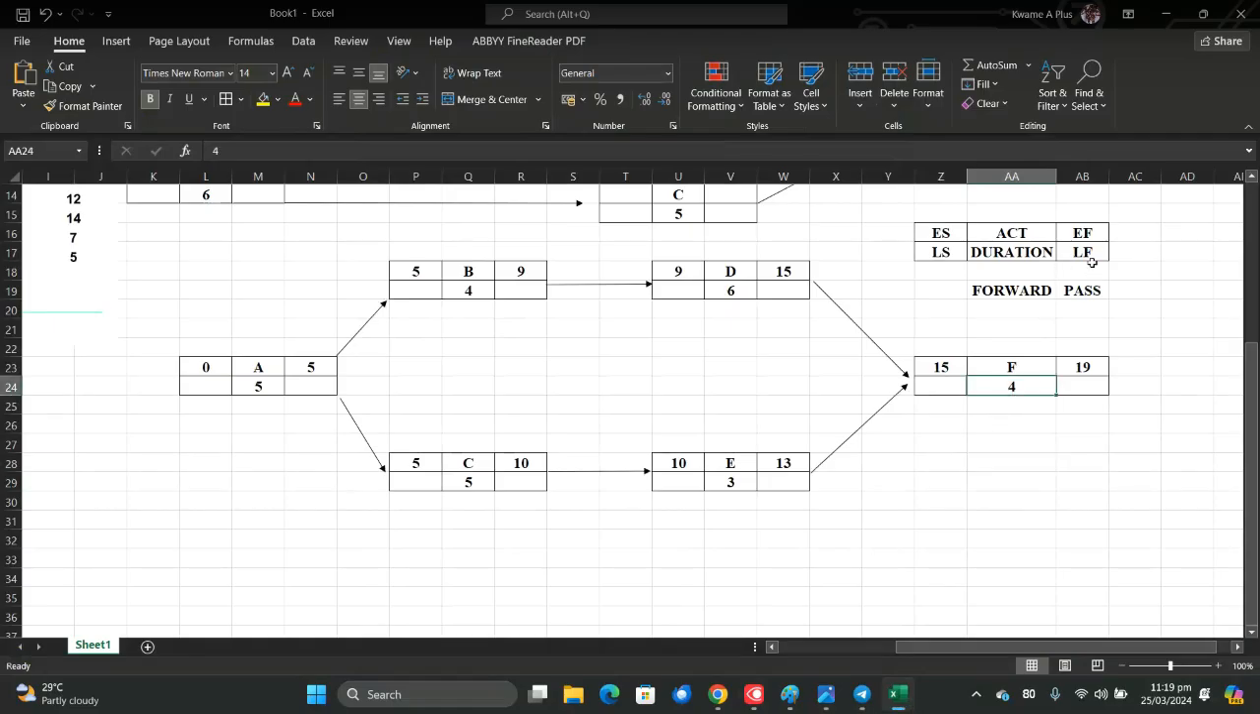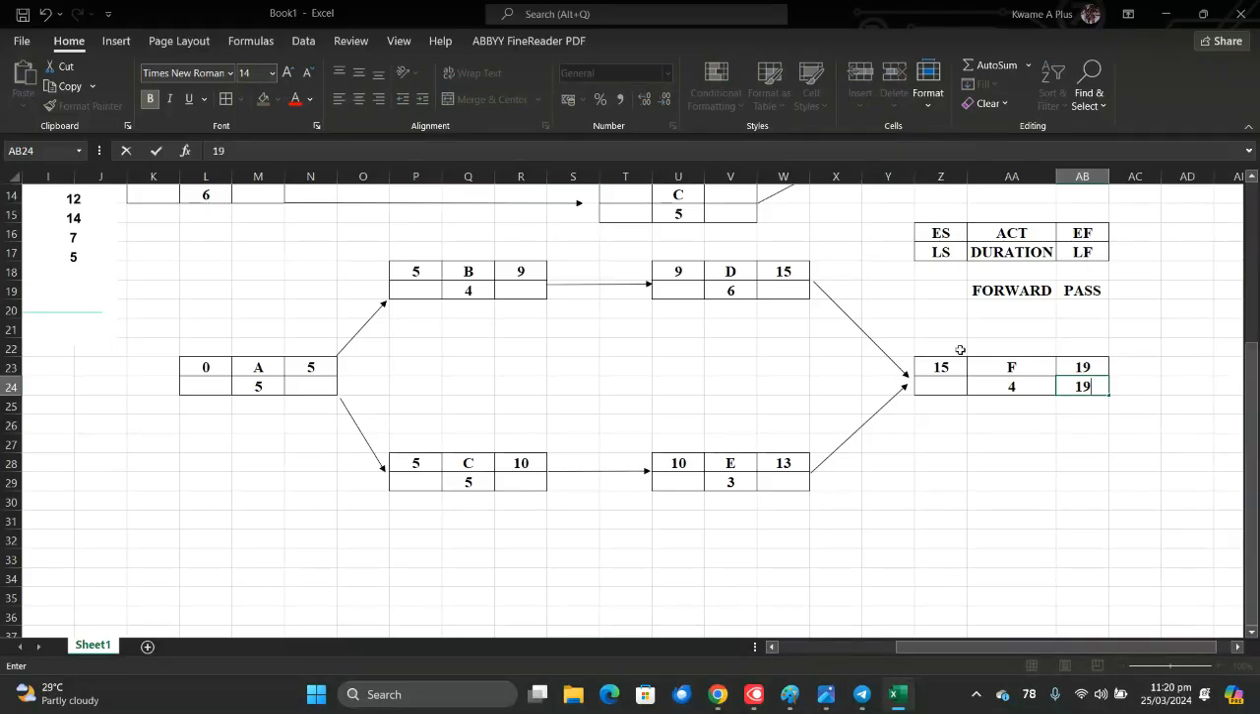The backward pass is also like that. Since we started from the first activity, we are going to start from the last activity. That is the backward pass. So we start with the earliest finish. The latest finish is going to be the earliest finish. This one also doesn't have any successor activity. So here becomes 19, since it was the earliest finish, the last one of all. It's going to be 19.